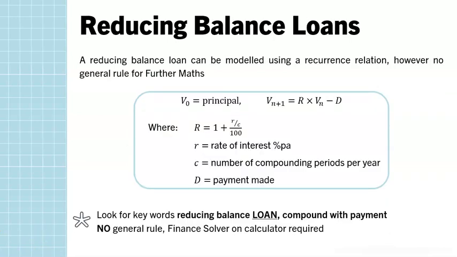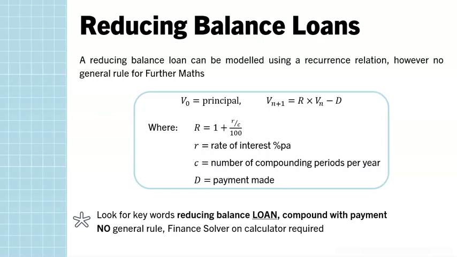In the context of further maths, when we're looking at reducing balance loans, we want to be able to represent these as a recurrence relation. We don't actually have a general rule that we use in further maths to represent this style of recurrence relation. There is one that exists though. However, in further maths, we utilise the finance solver on our CAS calculator to help us with that general rule style. So just a quick recap of what the recurrence relation looks like.